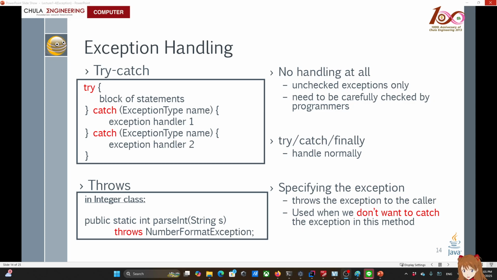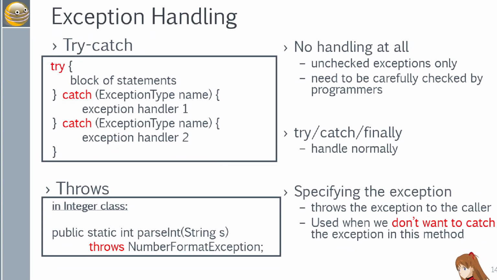Okay, let's see how to handle exception. So there are actually two ways that we can deal with exception. Well, the main one is try catch, and the other one is using throws. Let's go to the main one. The main one is where we really handle the exception and keep the program running. So it's try catch.